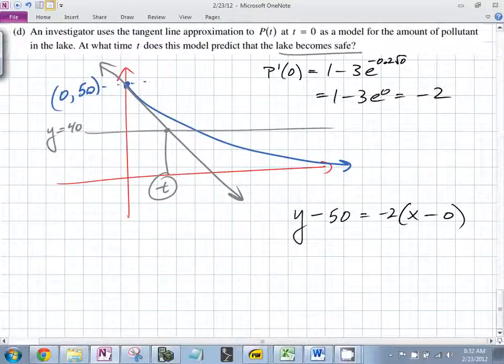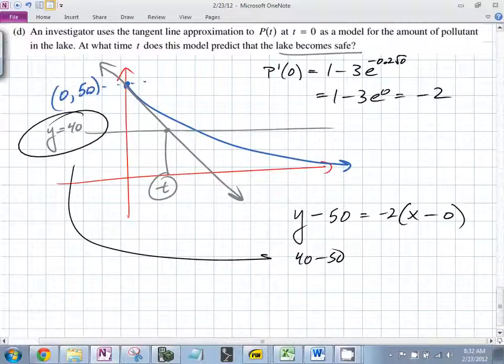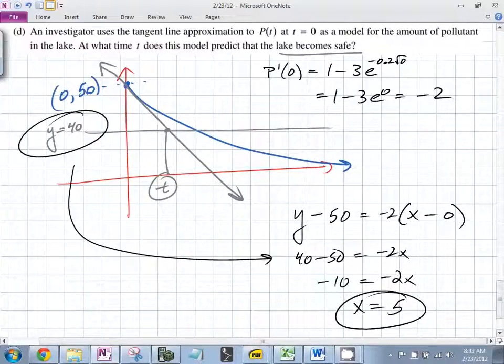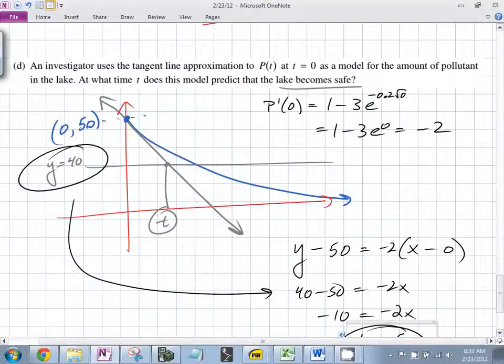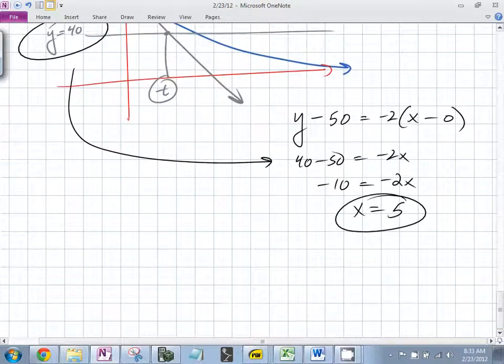And we want to know when y is equal to 40, so we get 40 minus 50 equals negative 2x. So we have negative 10 is equal to negative 2x, so x is equal to what? 5. Great. So the tangent line predicts it'll be at time equals 5.